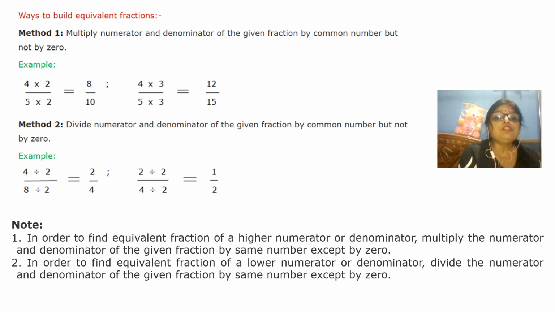These are the ways to find out the equivalent fraction, either multiplication or division. If you want to get a higher order of equivalent fraction, then you will have to multiply. If you want to get a lower order of equivalent fraction, then you have to divide except by 0. These are the processes of finding out the equivalent fraction.